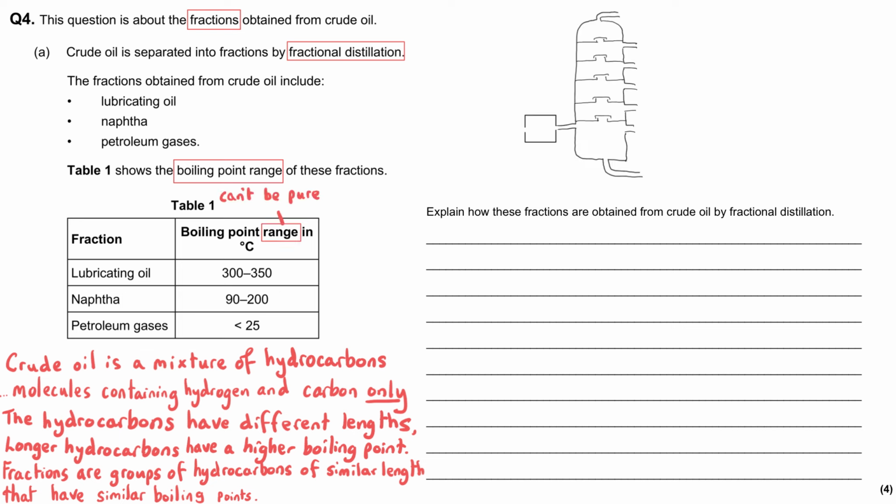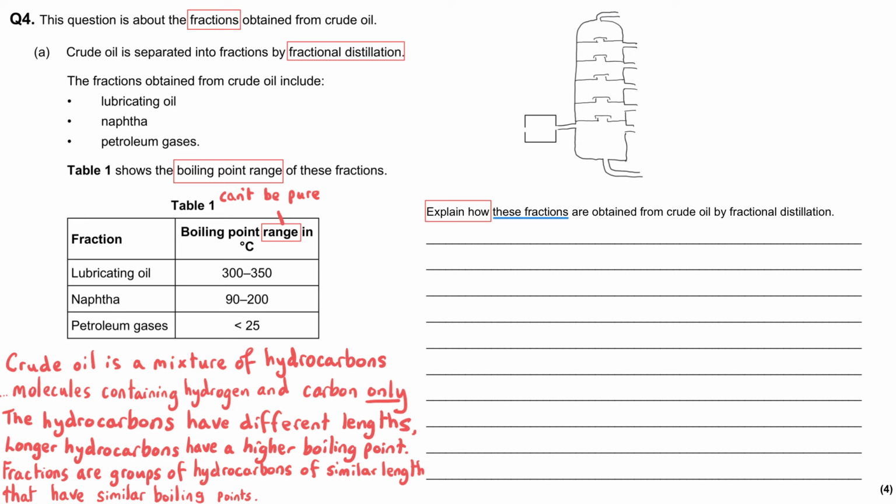And so we are asked to explain how these fractions are obtained from crude oil by fractional distillation. And there are 4 marks for this question, so we need to make sure we give a well-developed answer that refers to the fractions and the data in the table.